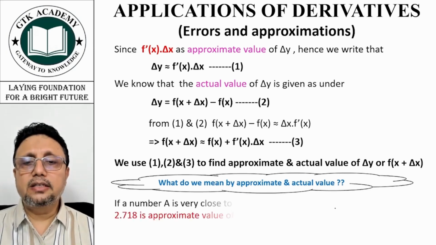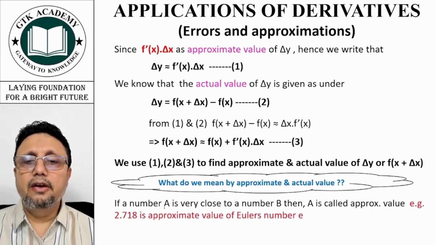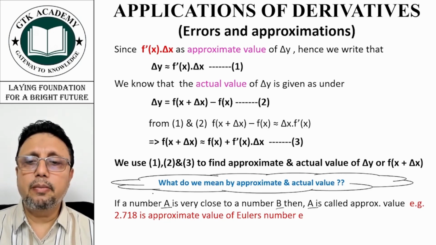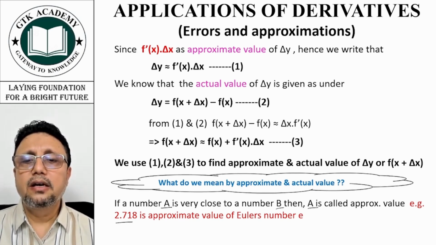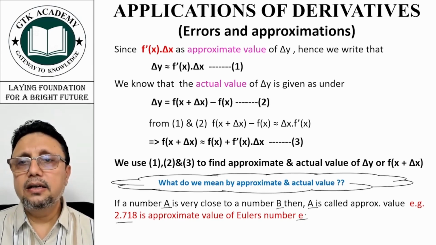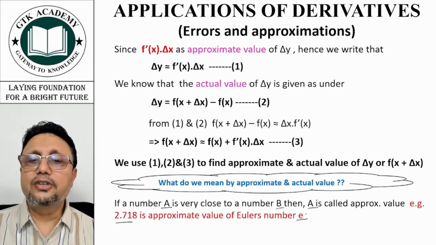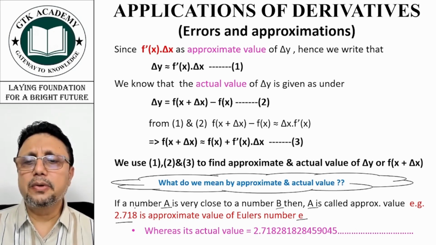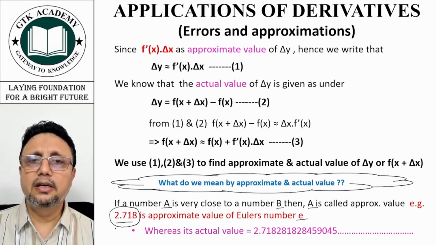Let me give you another example. If a number A is very close to B, then A is called the approximate value. For example, 2.718 is the approximate value of Euler number e. Euler number again is an irrational number. Its actual value is like this, that digits go till infinity. But for all practical purposes, this is taken as the approximate value of e.